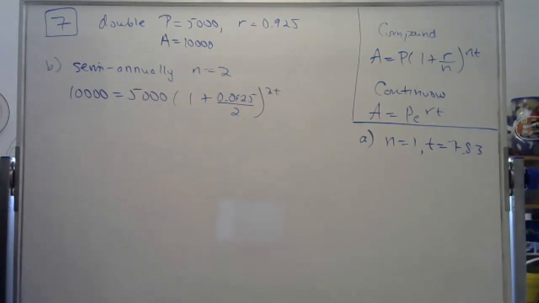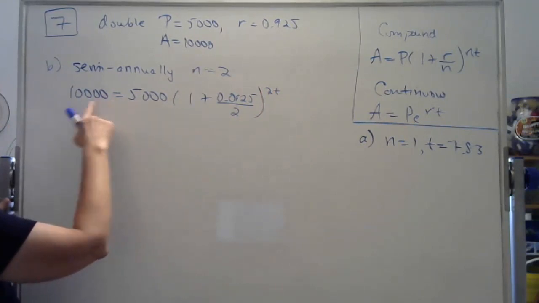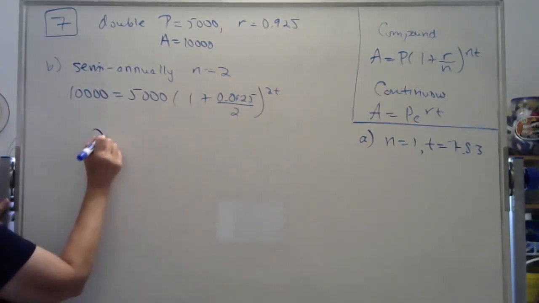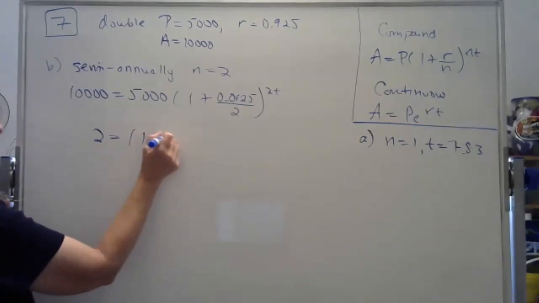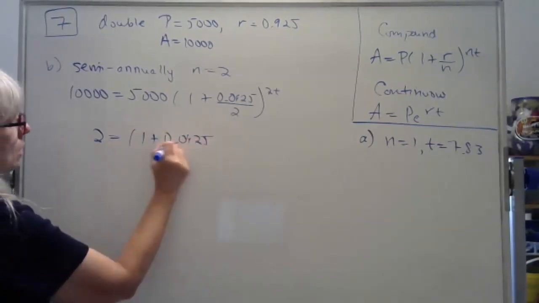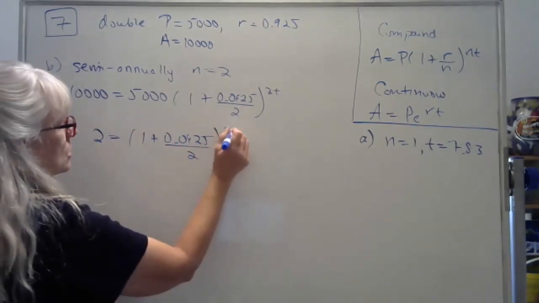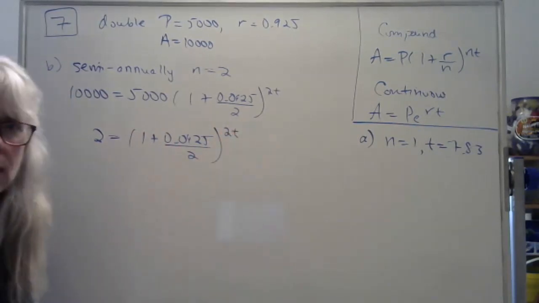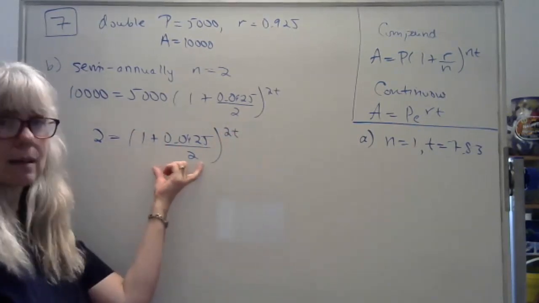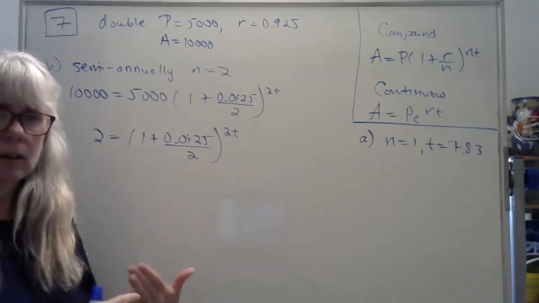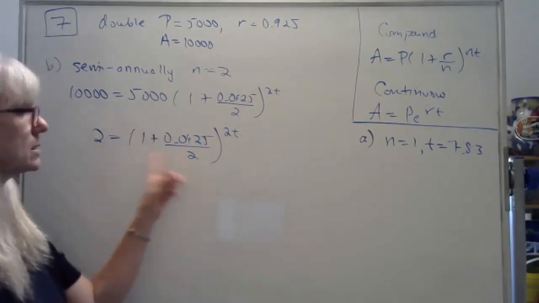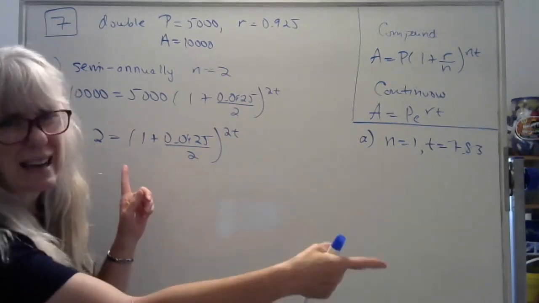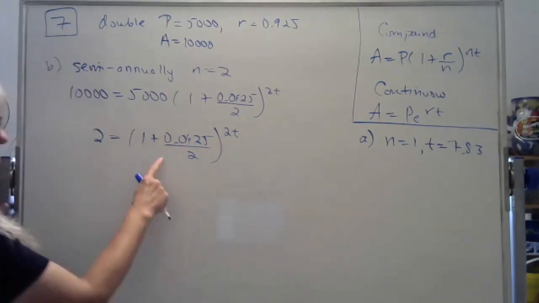Now because I tend to not use my calculator until the very, very end, it ends up having to write more, but at least I don't lose any decimals with this thing. The first step's still going to be to divide the 5,000 out. We already know when we divide it out, we get 2. So 2 equals 1 plus the 0.0925 divided by 2 to the 2t. So you have your choice here on how you want to do this. I'm going to carry this and take it to the calculator at the very, very end. You can figure out what this is as a decimal, but then you have to write all the decimals down. So it's up to you. I tend to not do that until the end.